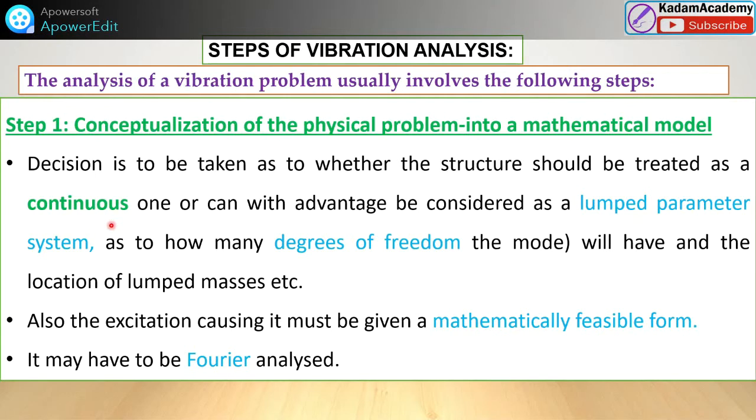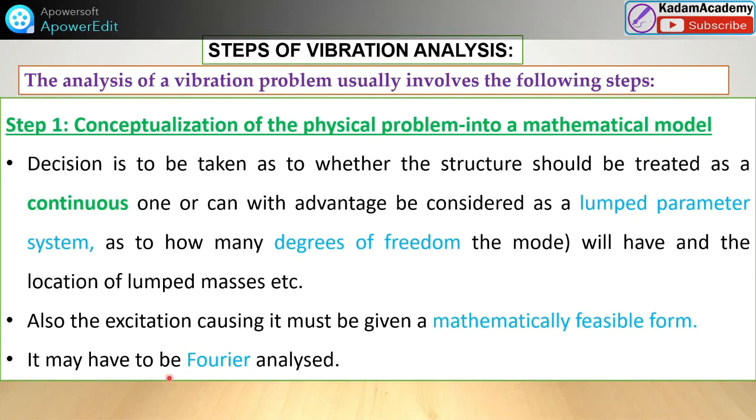And with the advantage of considering the lump parameter system, it means all the features of that system are considered. With the degrees of freedom we have to finalize, and we will have the location of the lump masses. Also, the excitation causing it must be given. What are the excitations? What are the responses? How is the response caused by this excitation? And that mathematically feasible form, we have to decide.